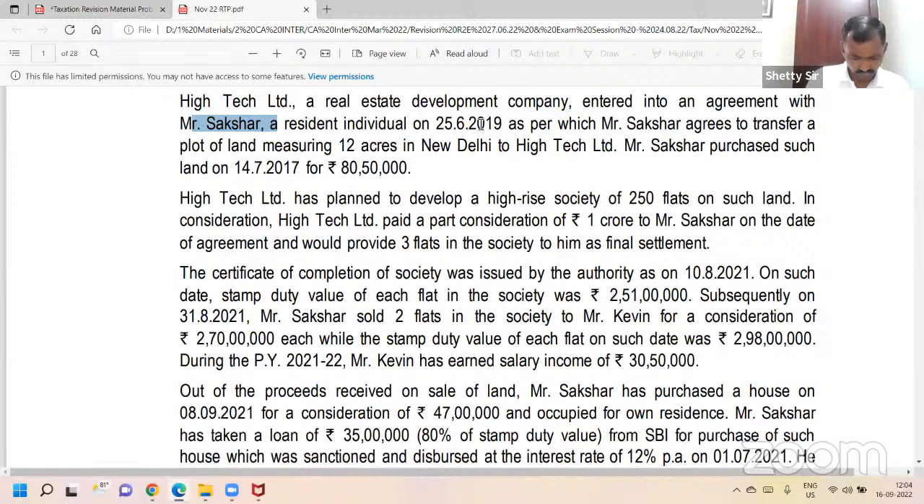High-Tech Limited has planned to develop a high-rise society of 250 flats on such land. In consideration, High-Tech Limited paid a part consideration of rupees 1 crore, that is 100 lakh, to Mr. Sakshar on the date of agreement and would provide 3 flats in the society to him as final settlement.